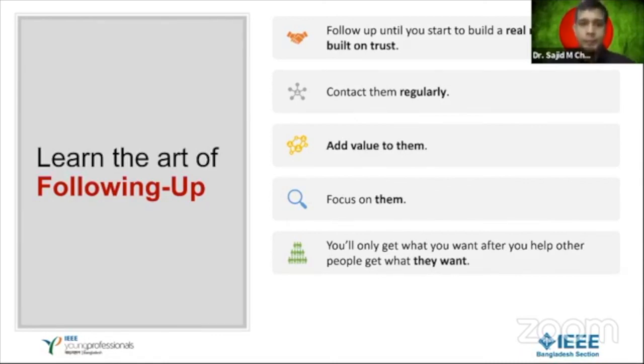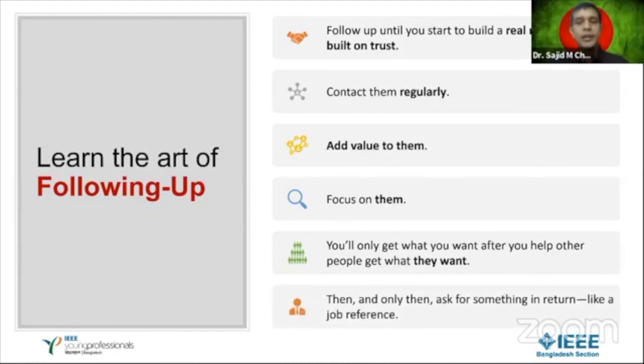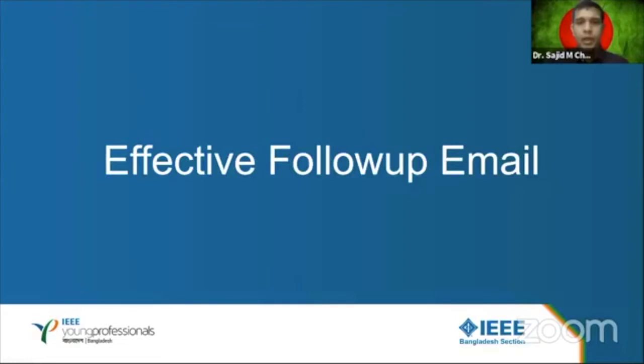So for academia, it's easier. You give them good research output, or you give them a good project idea, or you collaborate with them on research papers. Then you can build the connection, and then you can ask for something in return, suppose a job reference.